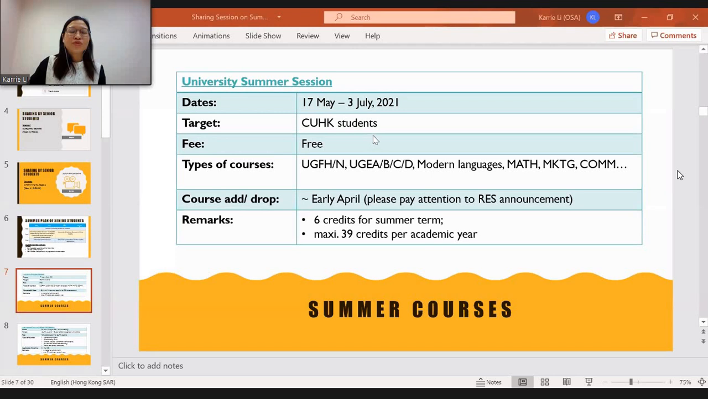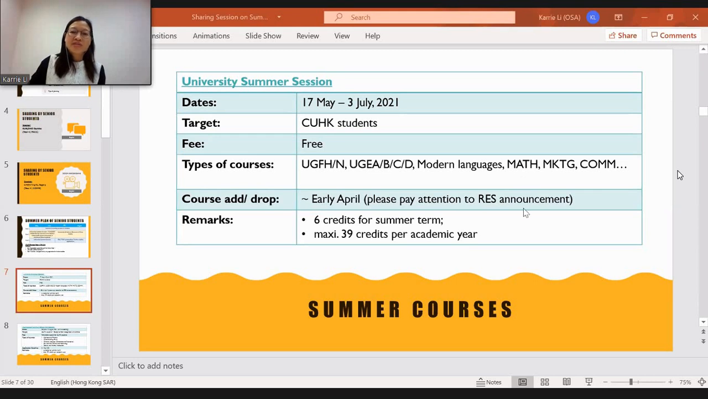So for the first one, it will be taking place in mid-May and till early July. And you don't have to pay extra tuition fee. And you can choose among general education courses, some modern languages, and some of the major programs will also offer some of the courses in the summer session. So probably you can take some of them as your free electives as well.